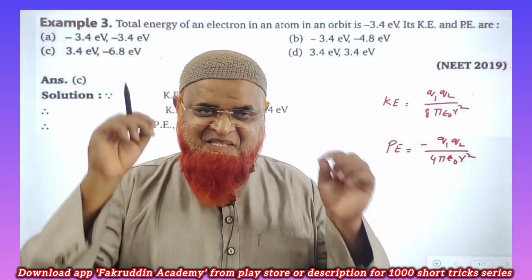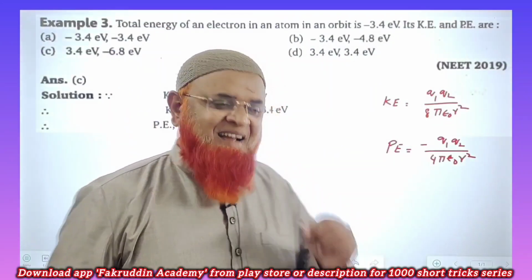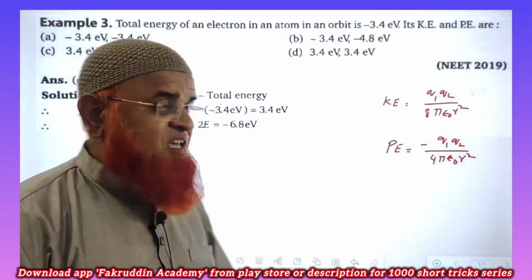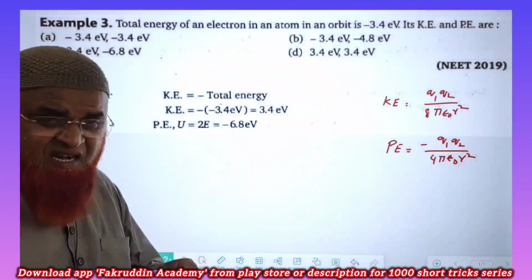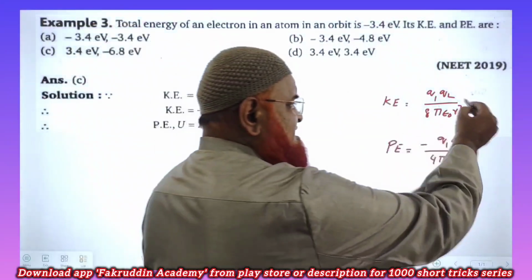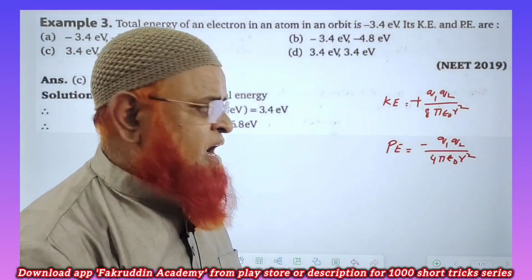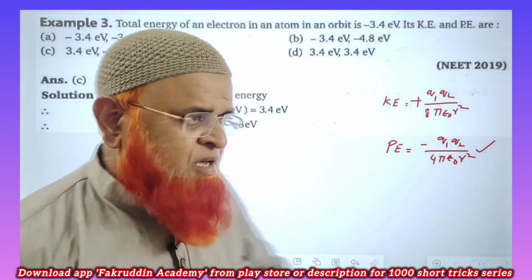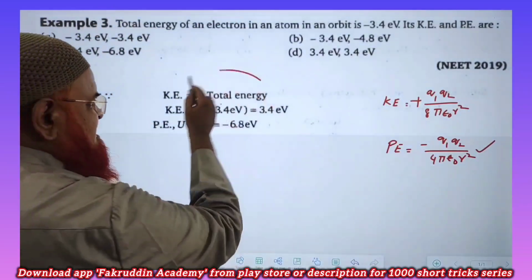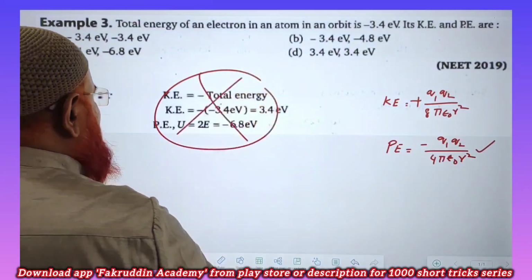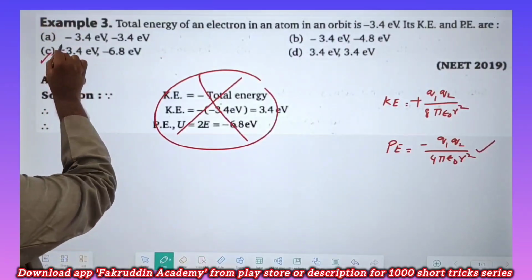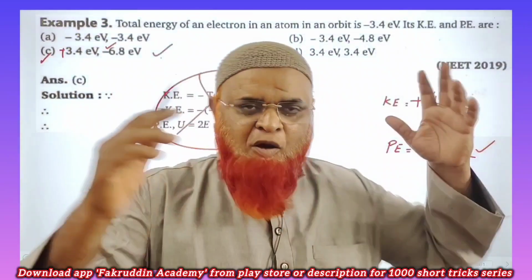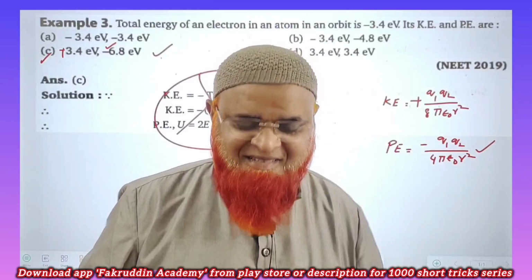Thank you. Let us discuss the next shortcut. Here he is asking us to find out the potential energy and kinetic energy in a hydrogen atom. You all know kinetic energy is always positive and potential energy is always negative in an atom. So need not solve. Directly you can say this is positive and this is negative. So C option is correct and remaining options are completely different.